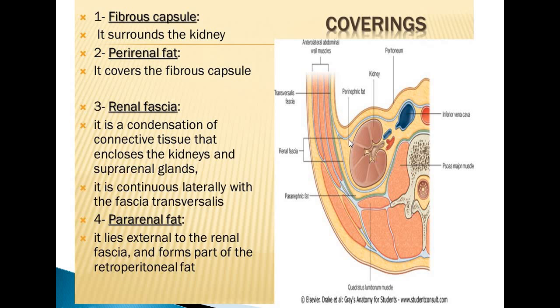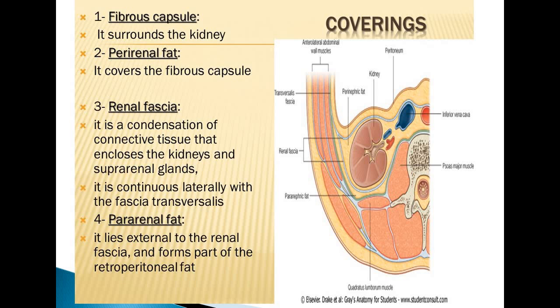Next, outer to the fibrous capsule is the perinephric fat, which is made up of adipose tissue. This fat is more abundant at the lateral border of the kidney. It covers the fibrous capsule.